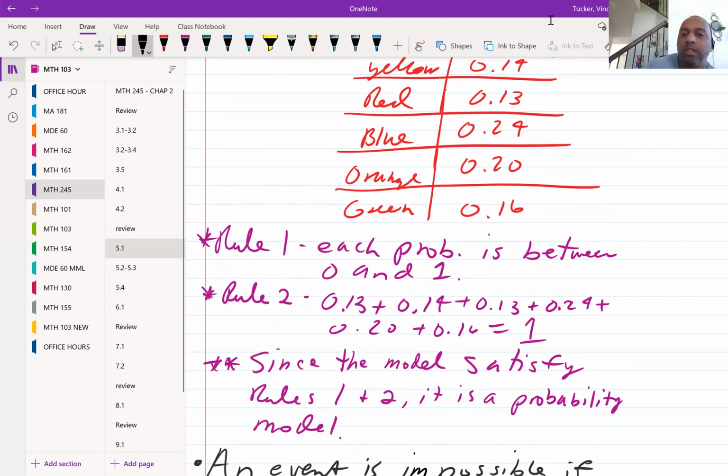And so rule 1 is just observation. You look at all your probabilities and we see that each probability is between 0 and 1. And then rule 2, when you add them all up, notice we end up equaling 1. So since the model satisfies rules 1 and 2, it is a probability model. So that's all they meant by verifying that's a probability model. Make sure it fits within the scope of rules 1 and 2, not one or the other.